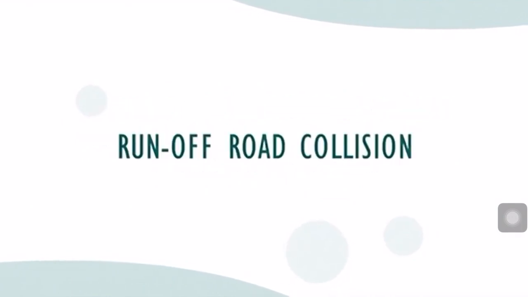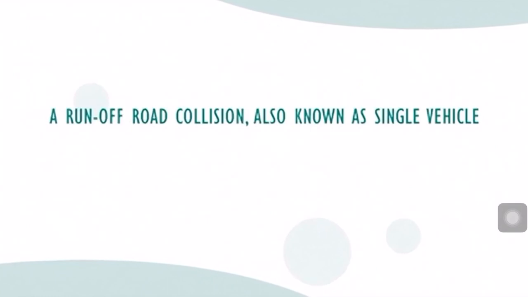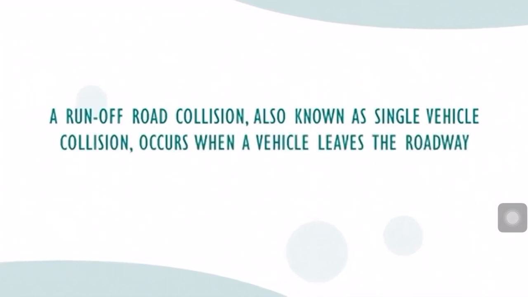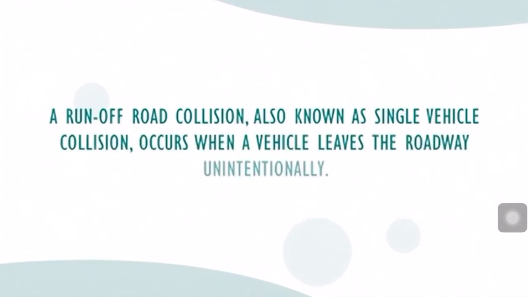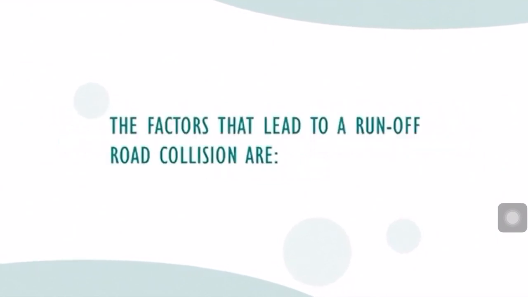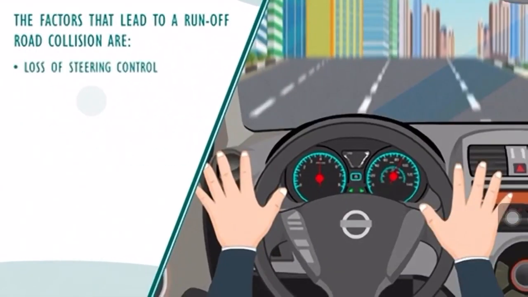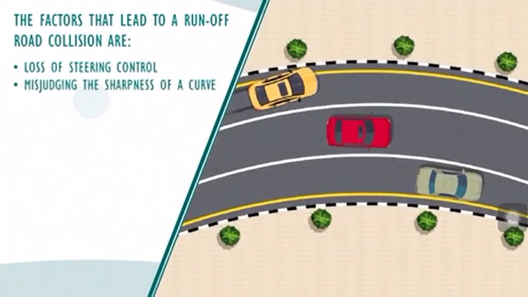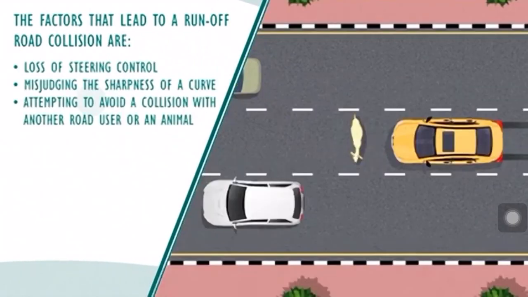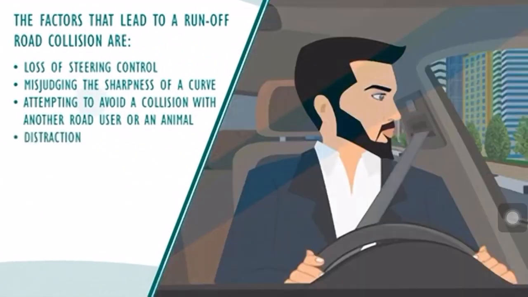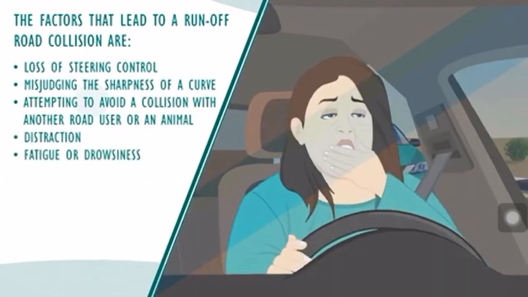Run-off road collision. A run-off road collision, also known as single vehicle collision, occurs when a vehicle leaves the roadway unintentionally. The factors that lead to a run-off road collision are loss of steering control, misjudging the sharpness of a curve, attempting to avoid collision with another road user or animal, distraction, fatigue, or drowsiness.